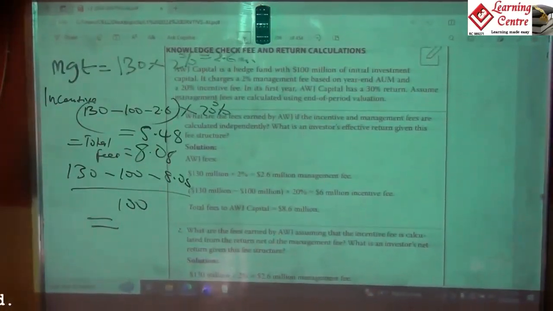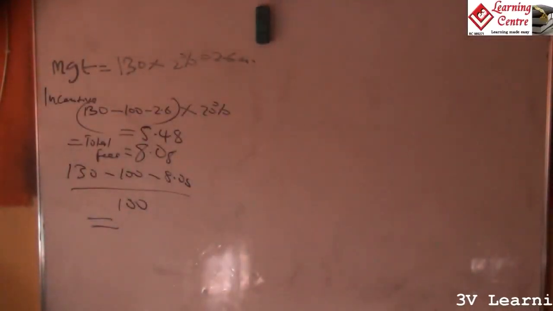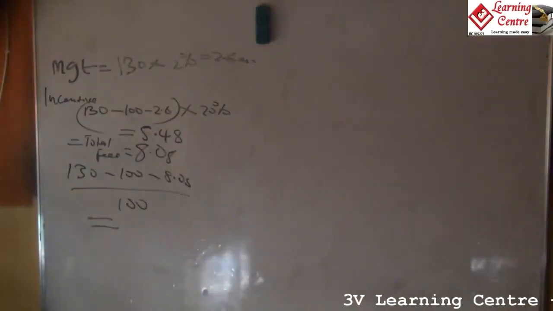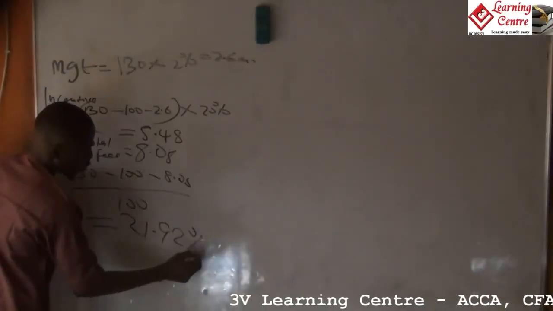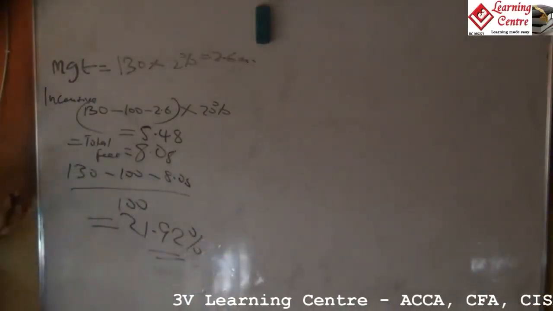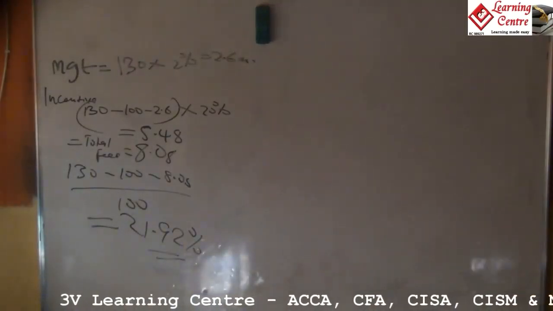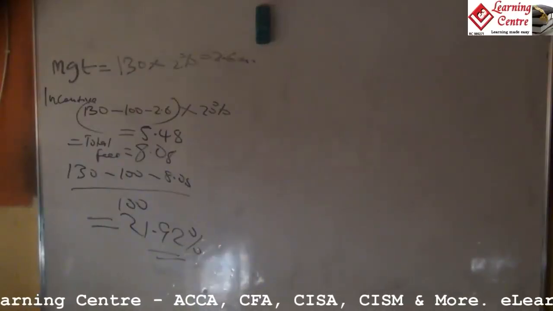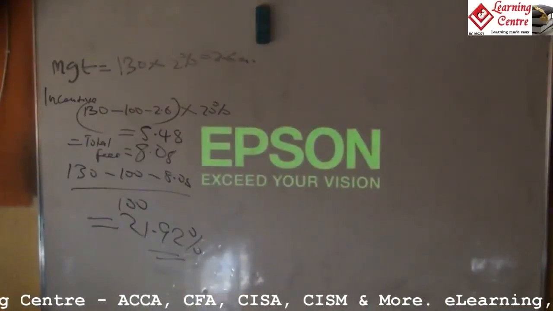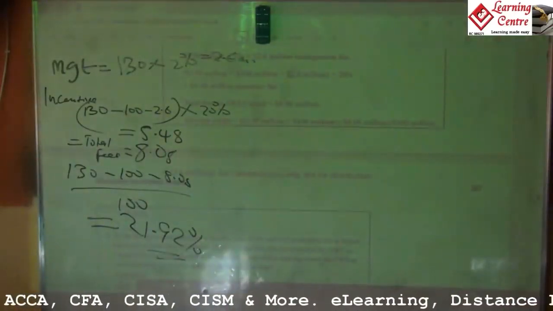It's about 22%. Yes, 21.92, which is 22%. So that is how they got it. So let's do number 3.